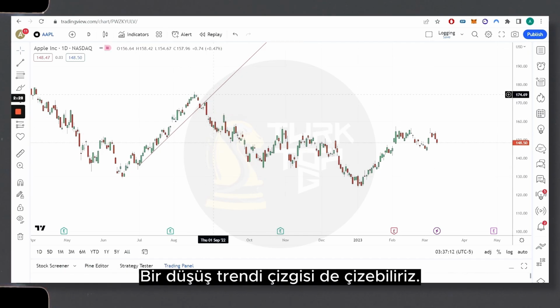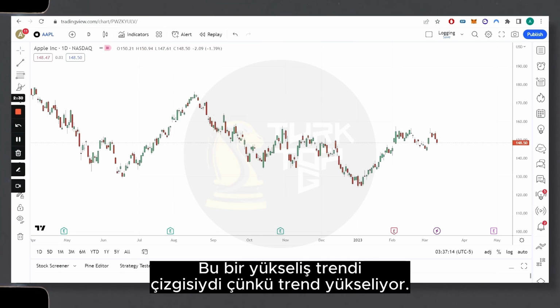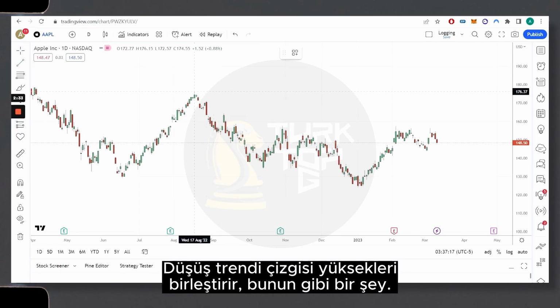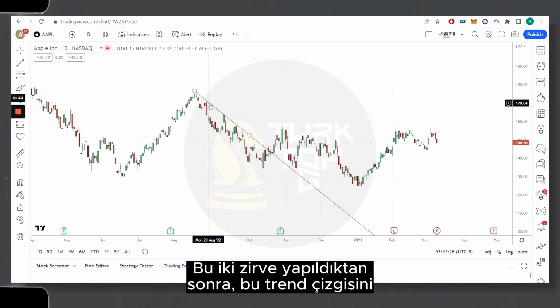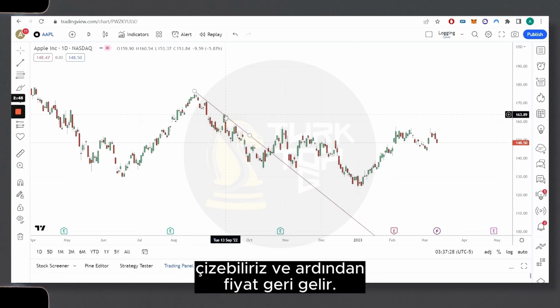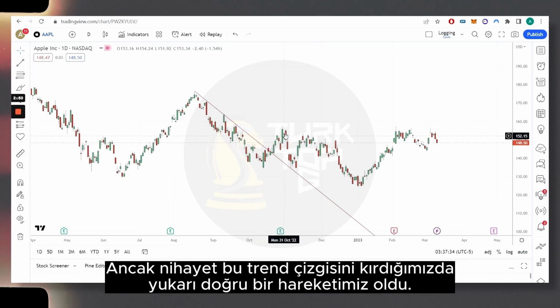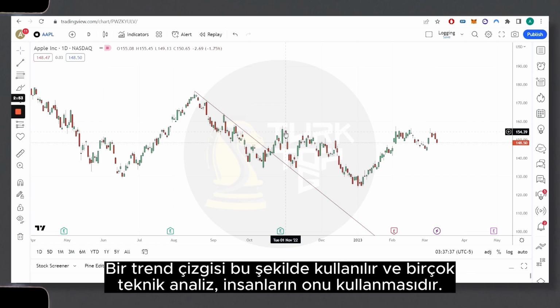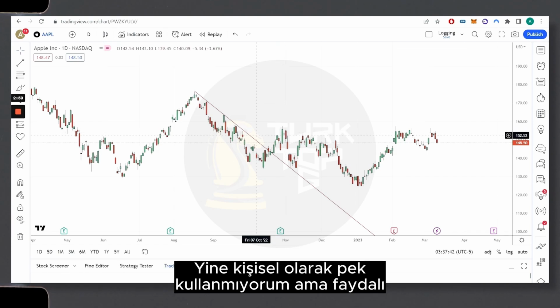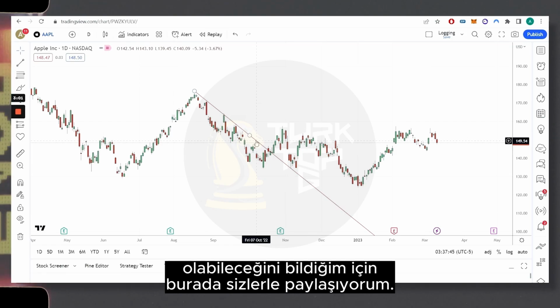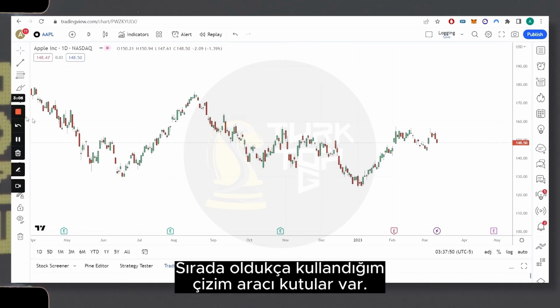We can also draw a downtrend line. This was an uptrend line because the trend is going up. A downtrend line would connect the highs, something like that. Once these two highs were made, we could draw this trend line and then price came back and got rejected from this trend line a couple of times. Only when we finally broke this trend line did we have a move up. So this is how a trend line is used and a lot of technical analysis people use it. Again, I personally don't use it as much, but I know it can be useful, which is why I'm sharing it with you here.